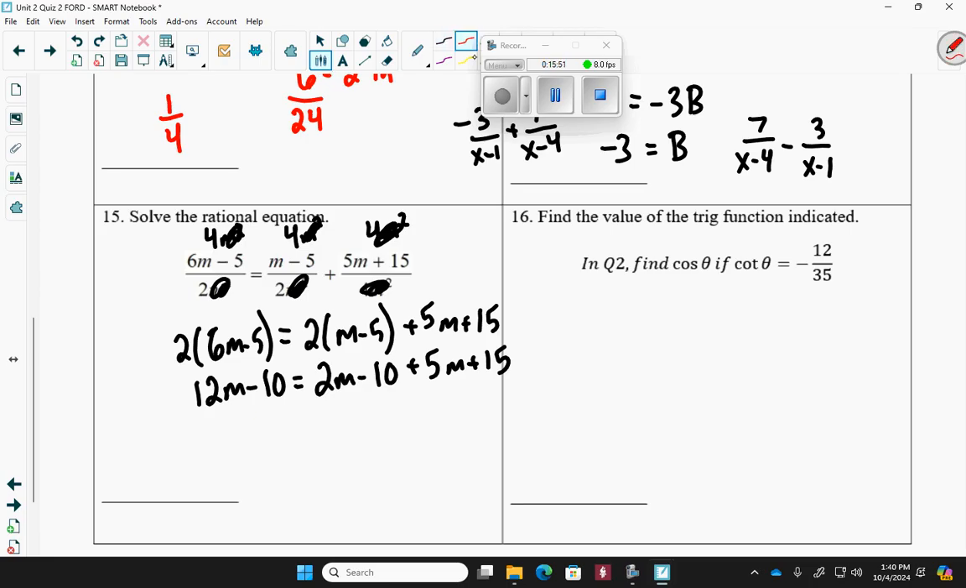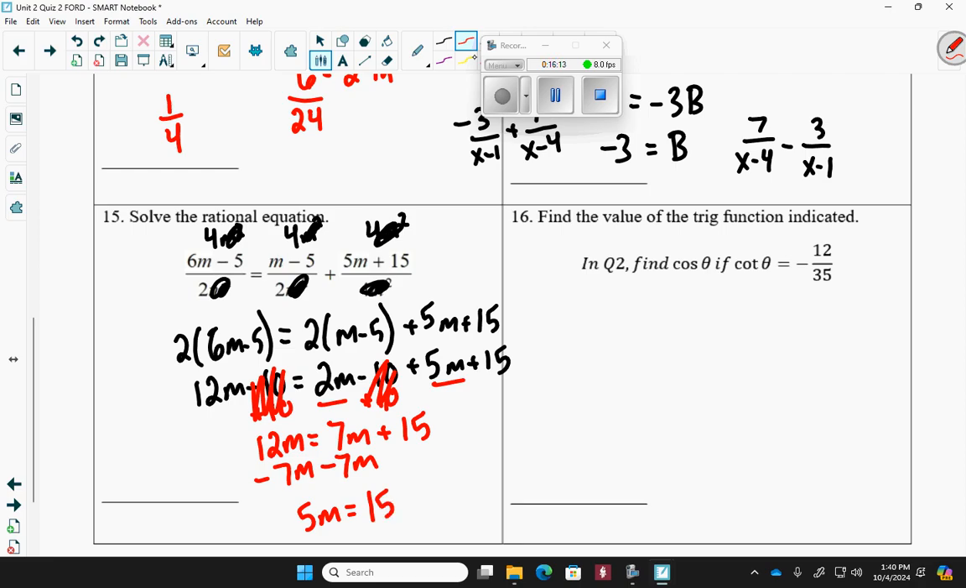All right, so I'm going to combine like terms here. I'm going to add 10 on this side, and that just happens to cancel everything out. And I'm going to take 2m and 5m and combine them. So I'm at 12m is equal to 7m plus 15. I'm going to subtract 7m, put everything on the left-hand side. I'm left with 5m is equal to 15. And then when I divide by 5, m is going to equal 3. So my answer is 3.